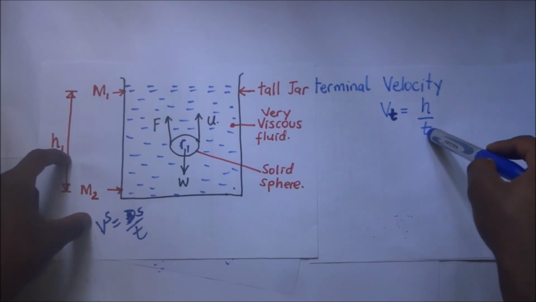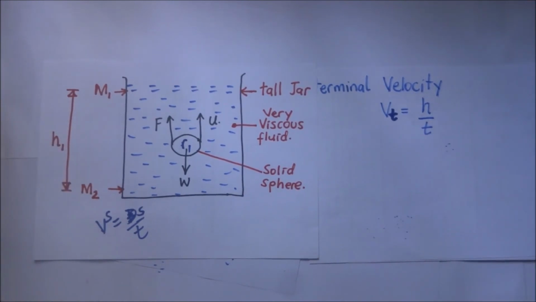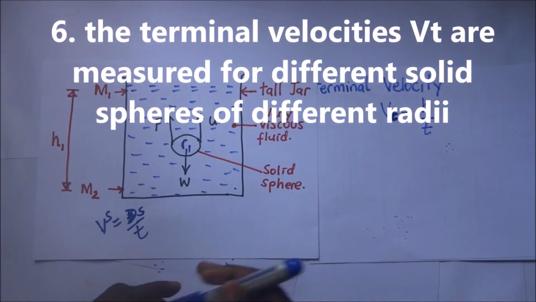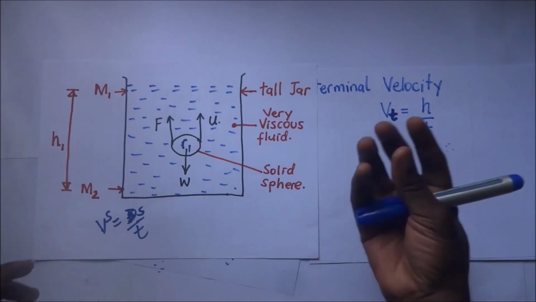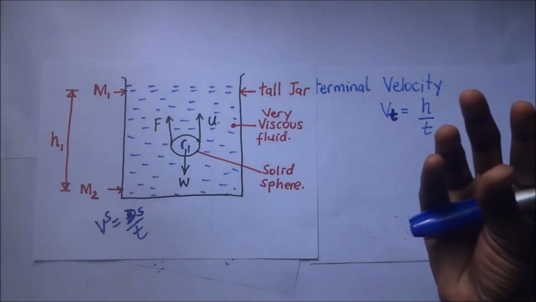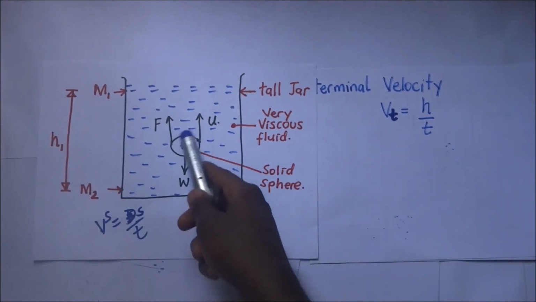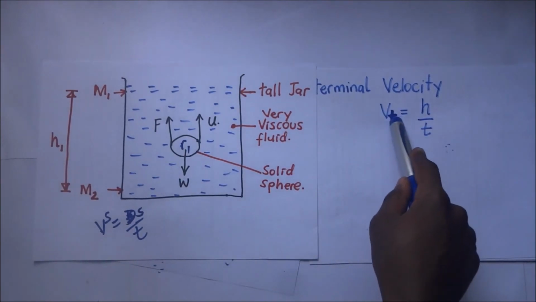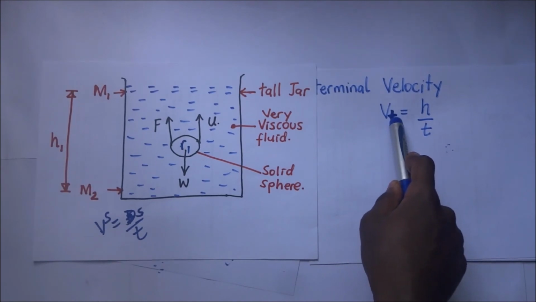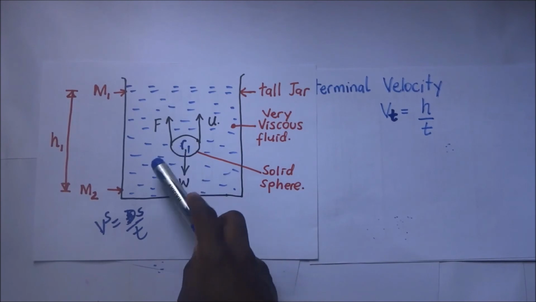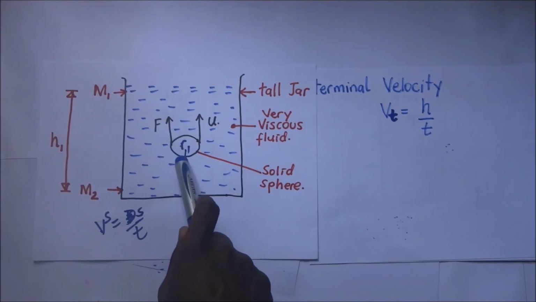So you repeat this experiment using another ball of another radius, let's call it R2. Then you do the same. Then you get another ball with a different radius, R3. You do the same procedure, you get another ball of R4, you do the same procedures. In other words, the terminal velocities V subscript T are measured for different solid spheres with different radii.